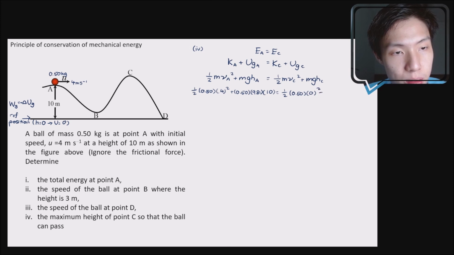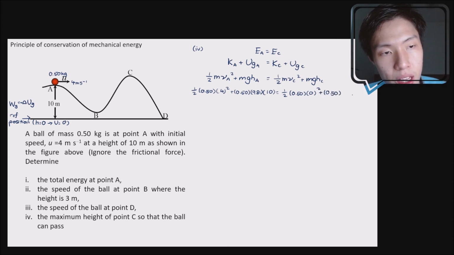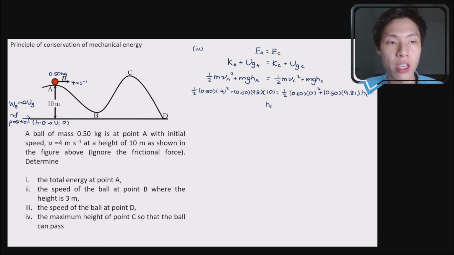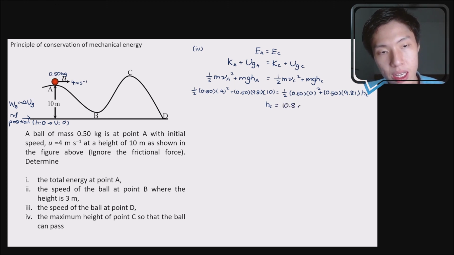Plus you have mgh, but you are interested to find h, so h is something unknown in this case. The height of C is the only unknown in the equation here, so you can use your calculator to determine the height at point C. So the height of point C will be equal to 10.8 meters, and this height here will be the maximum height.